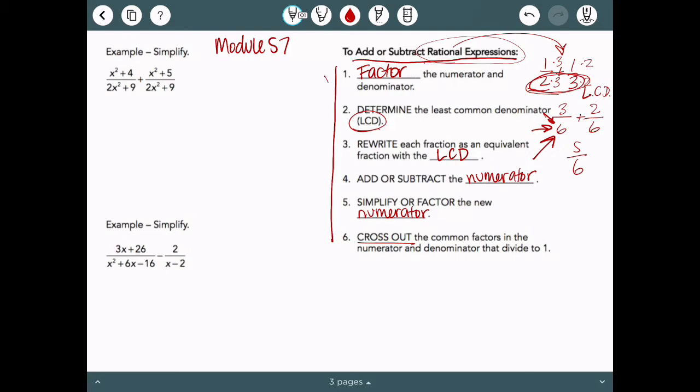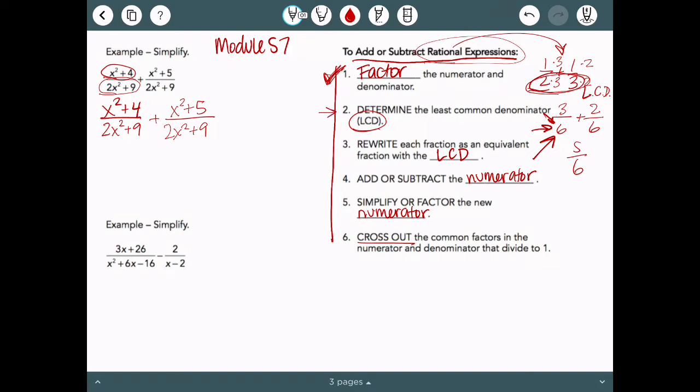So, first step, we're going to factor the numerator and the denominator. So I'm going to look at my numerator here. I see that it's 2 terms, but it's not subtraction, so I don't see anything in common, so I'm just going to rewrite it, x squared plus 4. And then the denominator, I also see 2 terms. I don't see anything in common, so I'm going to leave it at the bottom, 2x squared plus 9. I look at the top, I have x squared plus 5, nothing common there, and 2x squared plus 9. So it doesn't look like anything can be factored from the numerators or the denominators, so we're moving on.